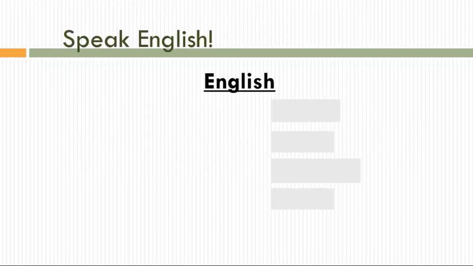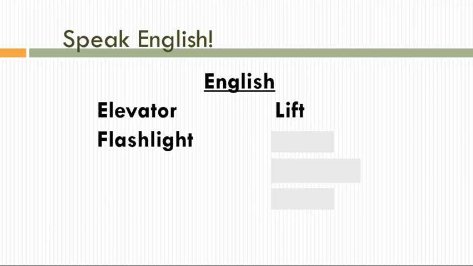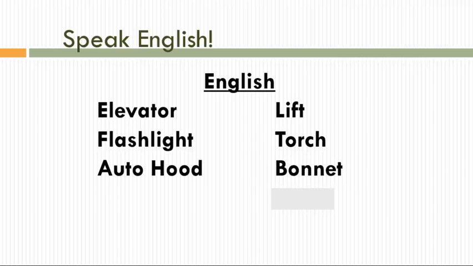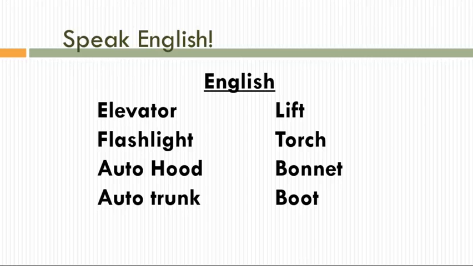Okay, so English, though, is not always the same, right? We, in America, ride in an elevator. If you are in England, you ride in a lift. We carry a flashlight, they carry a torch. We think a torch is something on fire. We have a hood of our car, they have a bonnet. For us, that's something that you wear on your head. We have a trunk of the car, they have a boot. I like to wear boots on my feet, don't really keep it in my car.